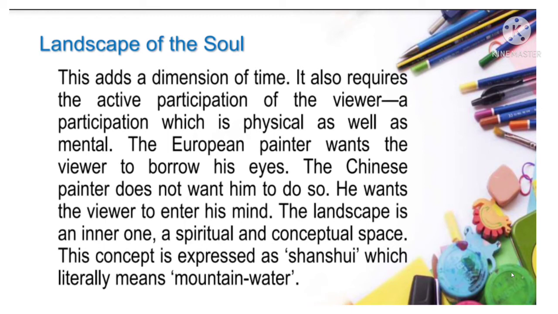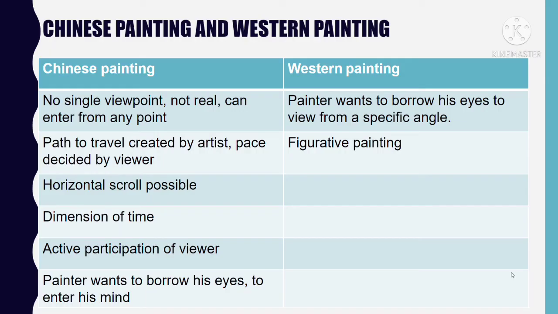So initially the writer has described the Western and the Chinese painting and the difference between the two. And now she is describing the mountain water concept, or the Shanshui. Now, a brief difference between Chinese painting and Western painting is here. We have already done it.